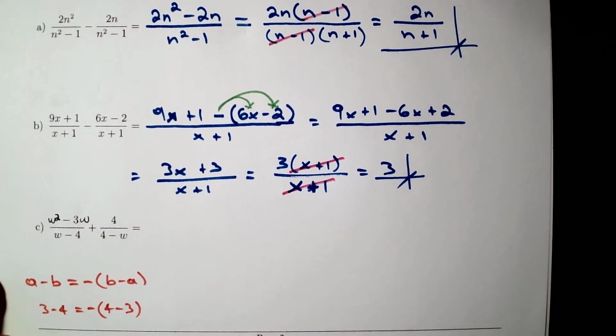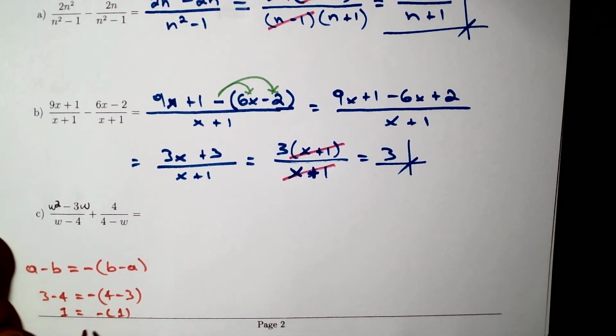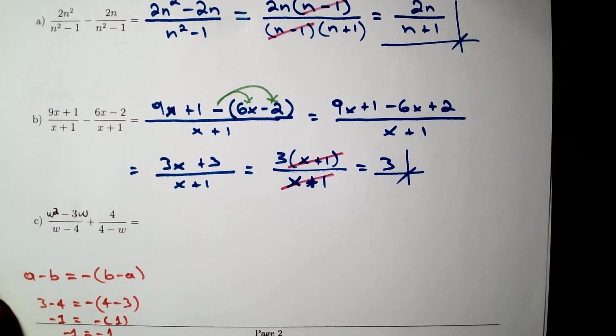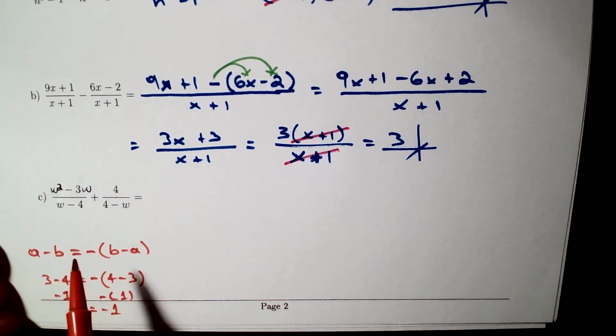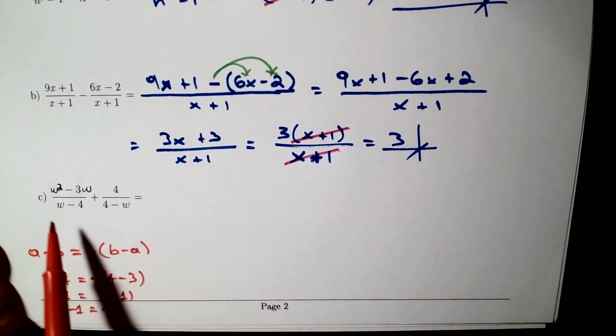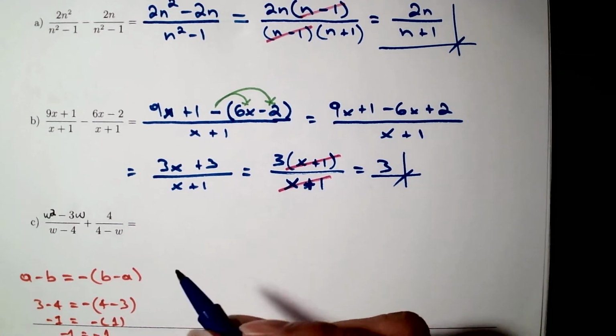Okay, what is 3 minus 4? 3 minus 4 equals negative 1, and 4 minus 3 is 1, but with a negative sign in front, it changes to negative 1. So negative 1 equals negative 1. Okay, so we're going to use this trick, if you will. It's not necessarily a trick, it's algebra, and we're going to do that. How are we going to treat this one? So pay special attention to this one.